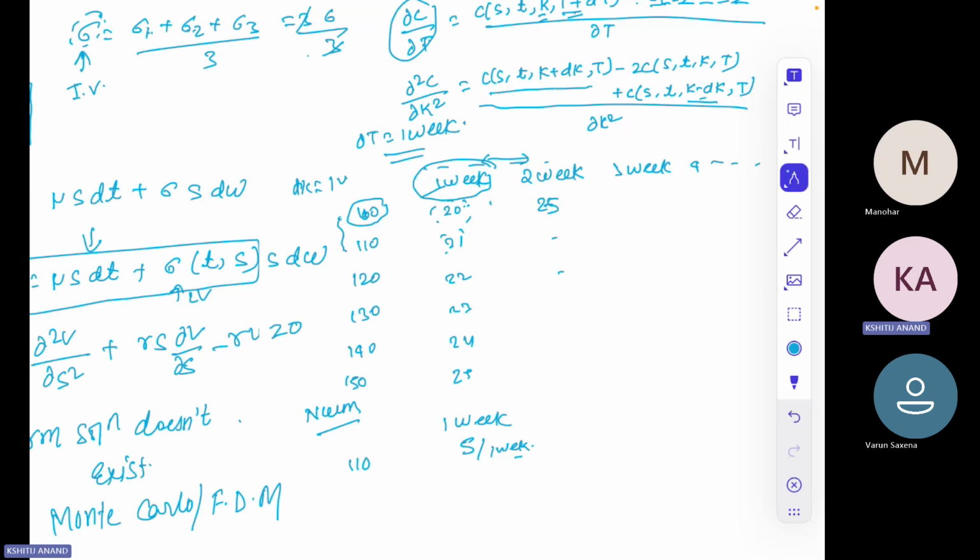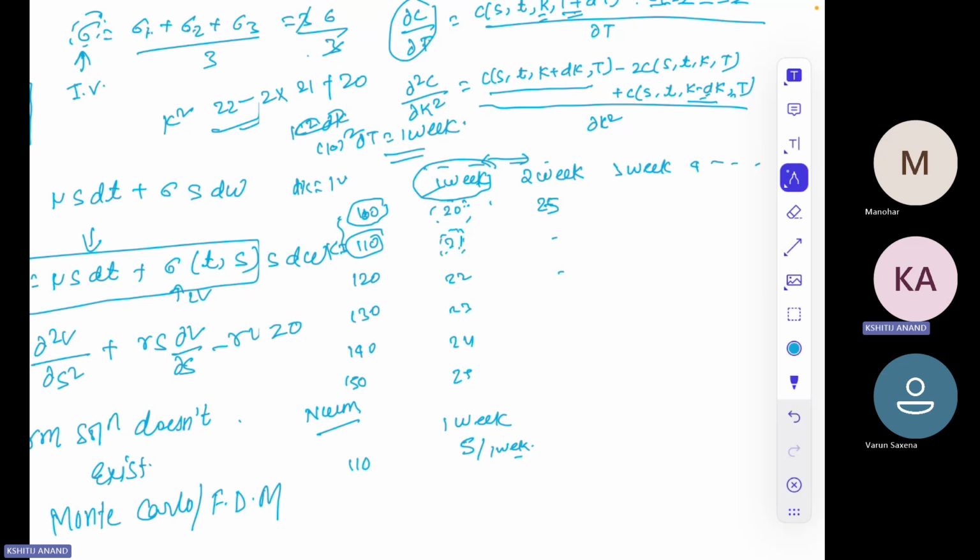So calculate the call price as this. This is K plus dK. Your K is this as of now. So your K plus dK call price is 22, minus 2 into your current call price, which is 21, plus your K minus dK call price at the same time to maturity, which is 1 week, which is 20, divided by K square dK square. dK square is just 10 square, which is in the denominator. So now you will be able to calculate the denominator for this part.